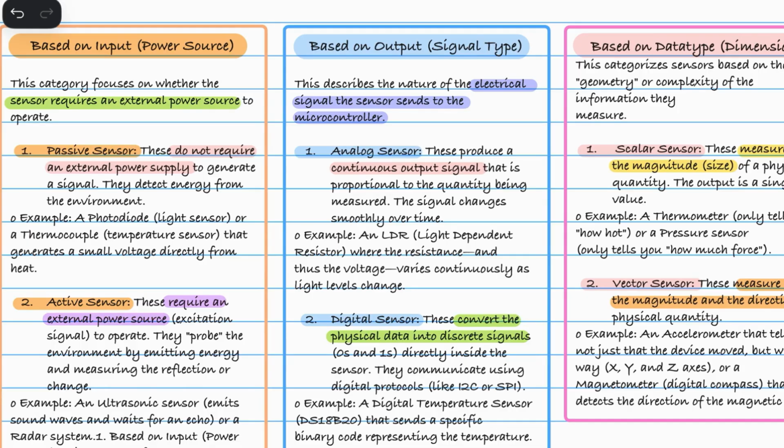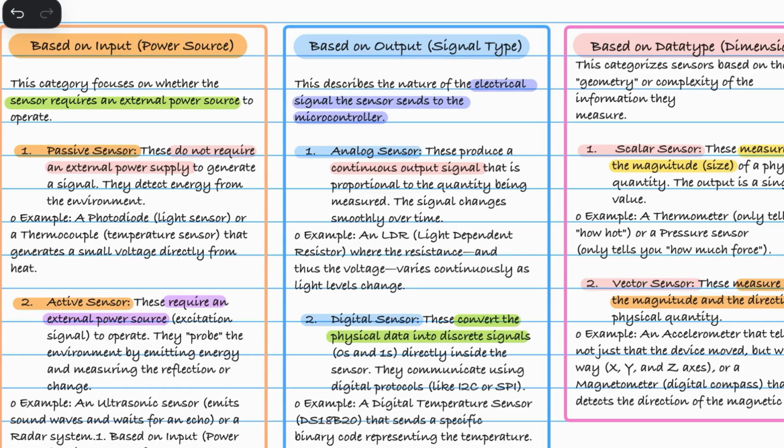Think of an ultrasonic sensor on a car bumper. It shoots out a high frequency sound wave, waits for an echo to bounce off a wall, and calculates the distance based on the time it took to return. So they require an external power source to generate that initial wave.